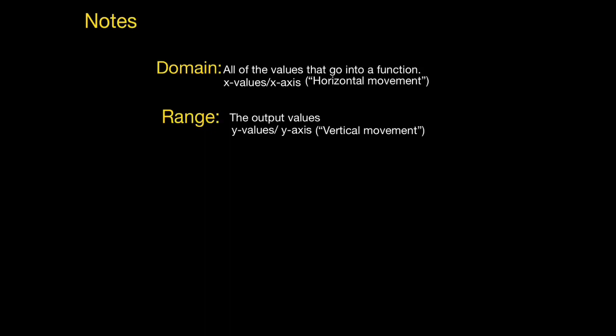Or actually, before we begin the examples, let's review the definition of domain and the definition of range. The domain is basically all of the values that go into a function. The x values, or in particular the x-axis, you'll see that we're going to be moving horizontally. For the range, this is going to be the output values. In other words, we're going to be looking at the y values, the y-axis, and you're going to see that we're going to be using a vertical movement.